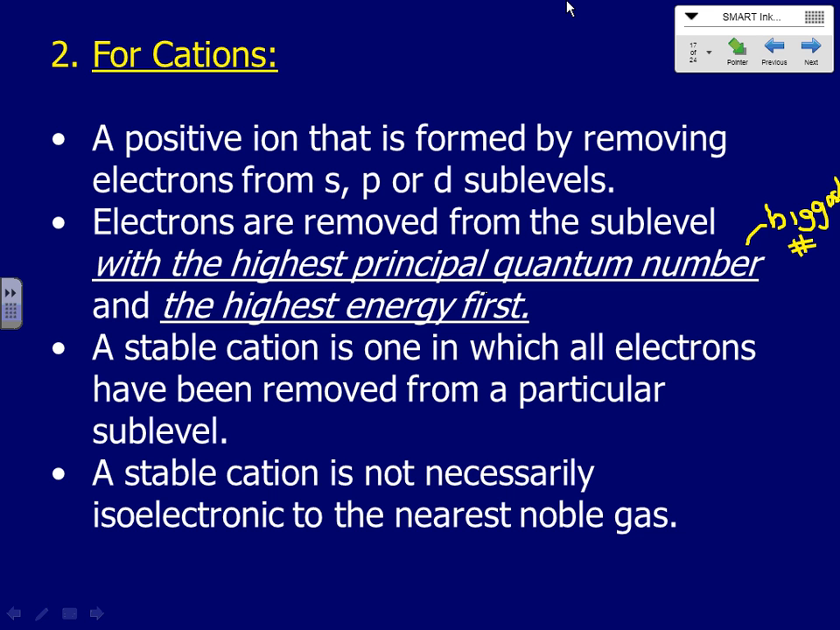So we remove from, goodness gracious, d subshells have higher energy than p subshells, then f subshells, so we remove from d's first and then p's and then f's, right? So d's first, then p, then s, all right, depending on what you've got there.